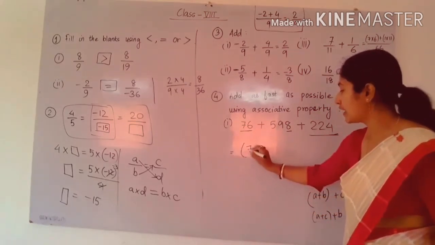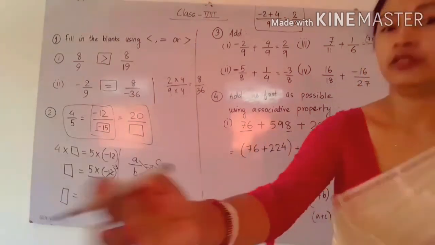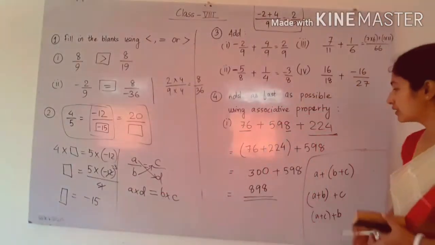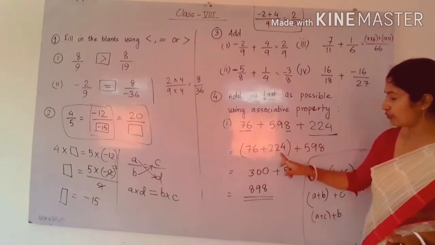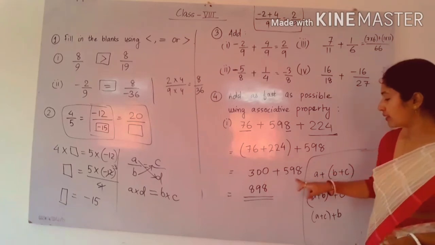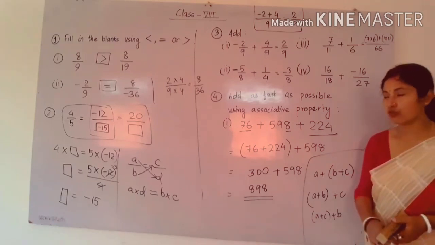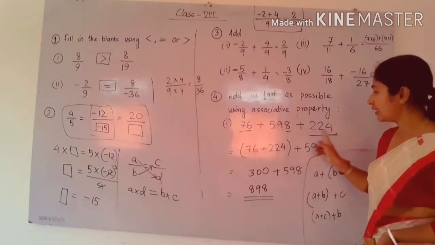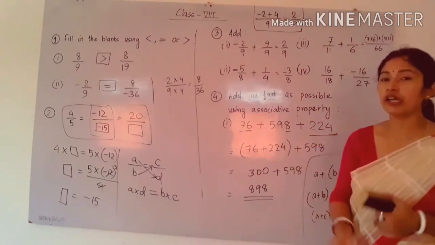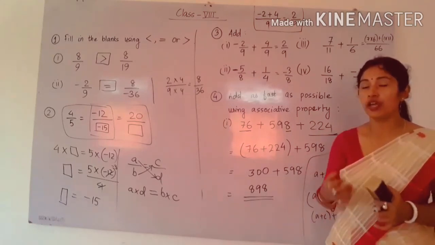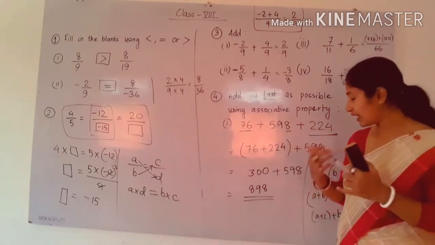So first of all I will take 76 plus 224 in a bracket, then 598. So this is the final answer, 898. What I have done is take 76 and 224. By that the answer is what? 300. So 300 plus 598 will be what? 898. So why are we checking the ones place? Because by adding the ones place we are getting 0. So already you know, if we add 100 or 200 or 300 or 400, in which the ones place is 0, to any number, we will get the answer very easily.